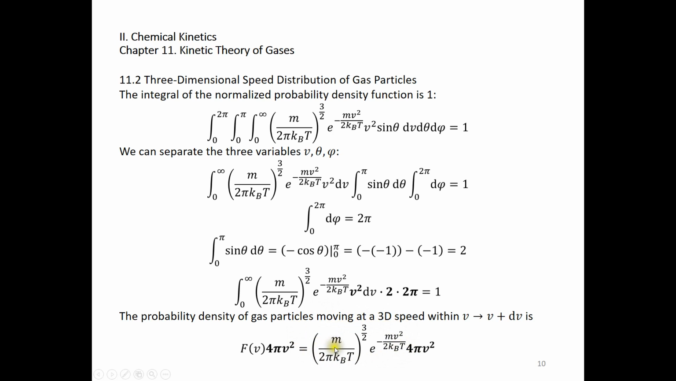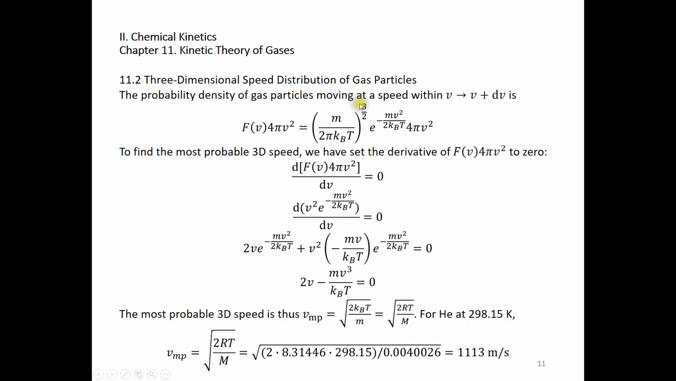The uppercase F again is just the distribution in the x direction multiplied by the y direction multiplied by the z direction. So that's why we have this m over 2 pi kT to the power 1.5 and e to the power negative mv squared over 2kT, and this v squared is vx squared plus vy squared plus vz squared. So we just have one additional term, 4 pi v squared here, when we are examining the probability distribution of the three-dimensional speed between v and v plus dv. So it's going to be this.